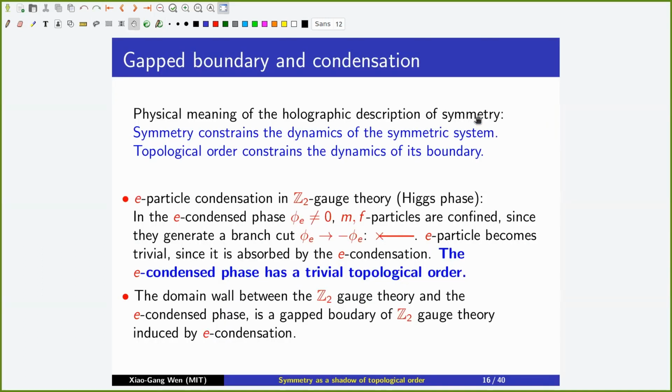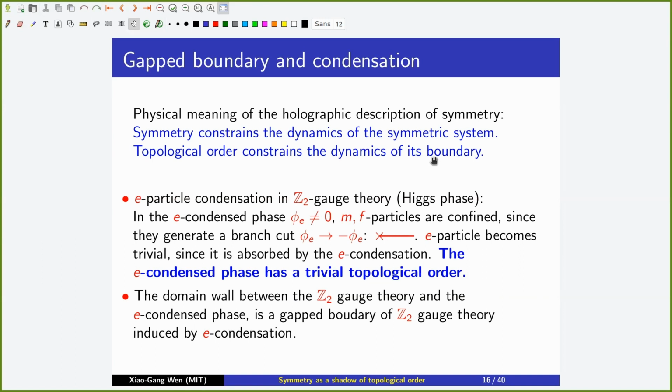Okay. And now here we are asking, if you say that the symmetry is described by a topological order in one higher dimension, what does that really mean? The meaning is really that the symmetry constrains the dynamics of a symmetric system. And similarly, topological order also constrains the dynamics of its boundary. So it is in this sense that these two things are related. Again, this is a very general statement, although we considered a very simple example.